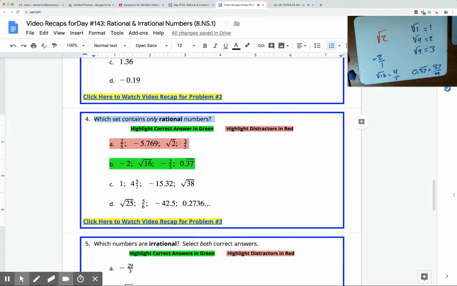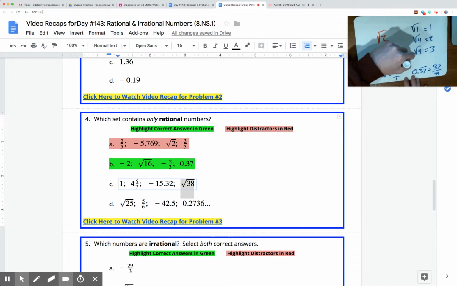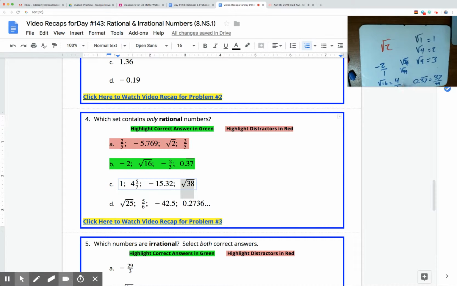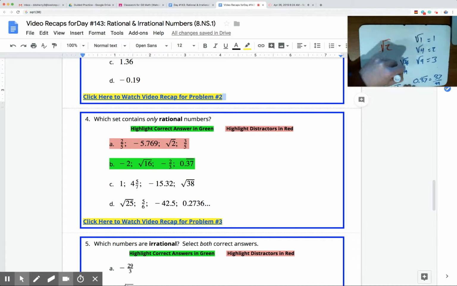If I take a look at C, the square root of 38, if we did that out, the square root of 38 gives us an irrational decimal. It doesn't fit between square root of 36 and square root of 49. So the square root of 38 is another irrational number.